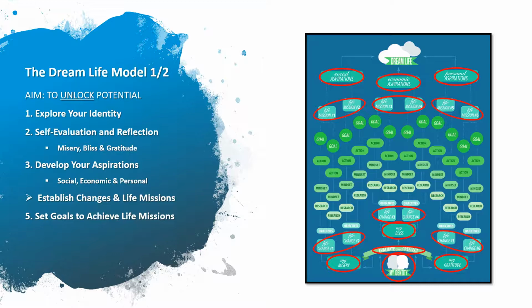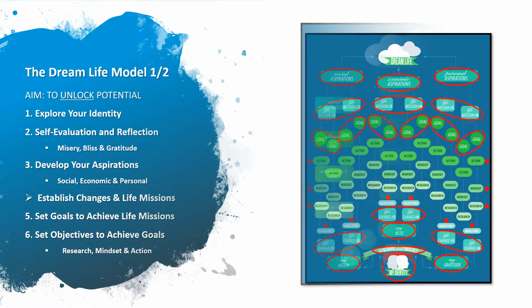And then once we've developed an outlook on life, we can set goals to achieve that outlook, those life missions, and we set those goals in priority order. And then we're going to set objectives to achieve those goals. So breaking down those objectives into research, mindset, and action objectives. So making sure that you accomplish your goals successfully.